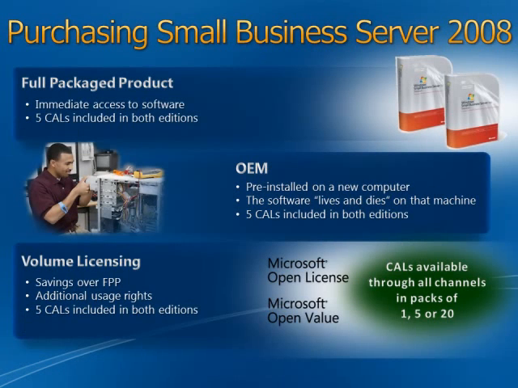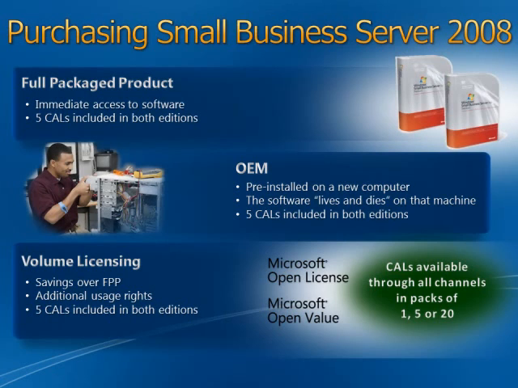Now, when it comes to purchasing Small Business Server, it can be bought as a full package product, giving you immediate access to the software, and that does include 5 CALs. Or alternatively, you can go for an OEM installation. So in other words, you're going to buy a brand new server with Small Business Server pre-installed on it. And that again comes with 5 CALs.